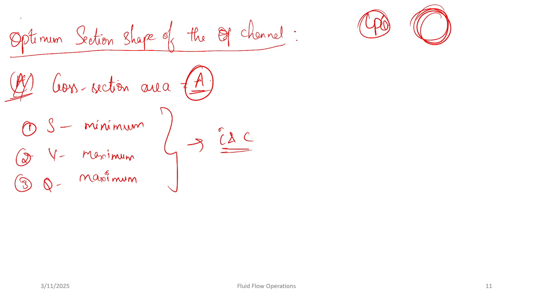Okay, so that is why we'll be using a round channel, if we are supposed to have minimum surface area or minimum contact, minimum hydraulic or wetted perimeter, maximum velocity and maximum flow rate. Okay, so let's see this case, that is circular water channel.